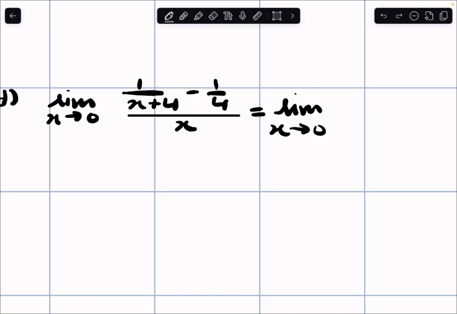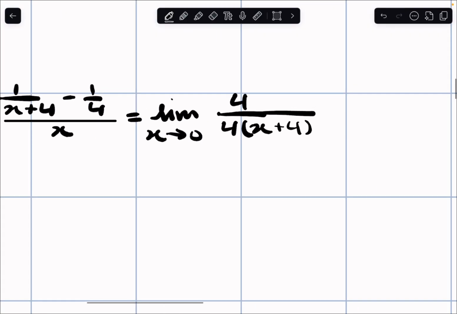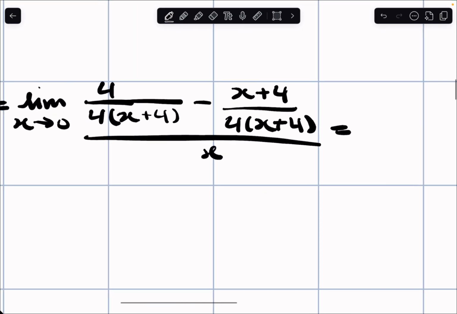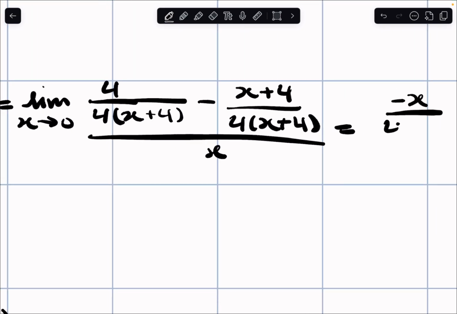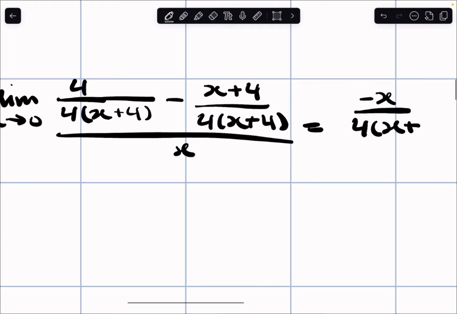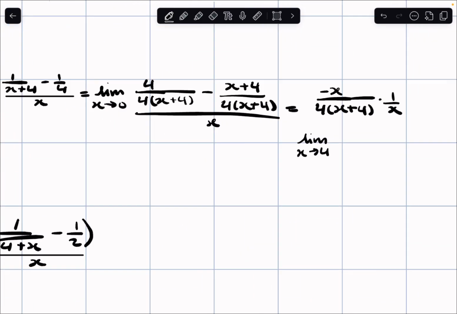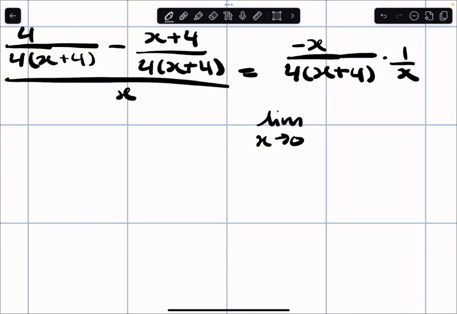So actually we'll multiply this by 4. And this by x plus 4. Divided by x. This is going to be negative x over 4 times x plus 4. And I probably should move that out of the way because I forgot to write the limit. This will be 1 over x because we just divided by x. That was 0, for the first time.